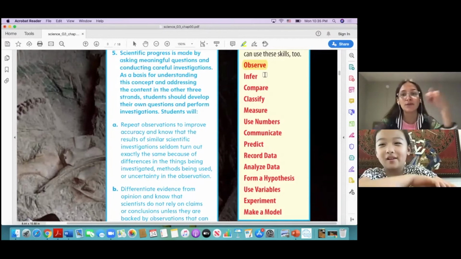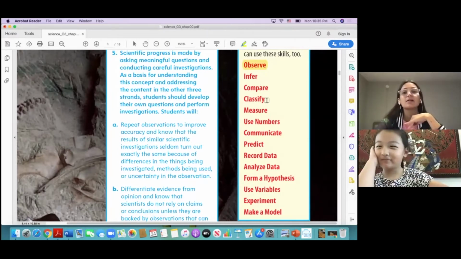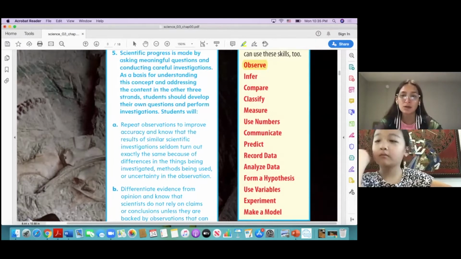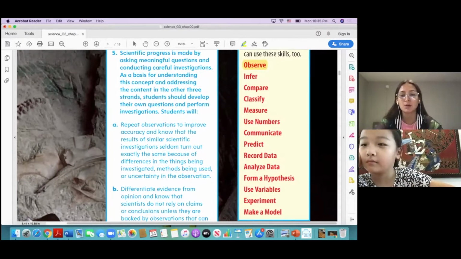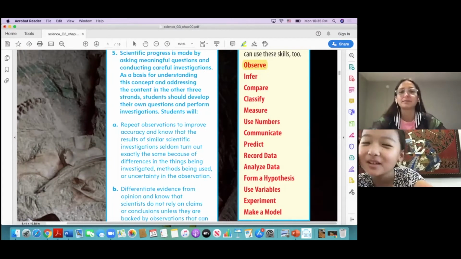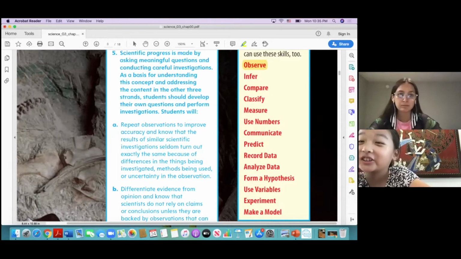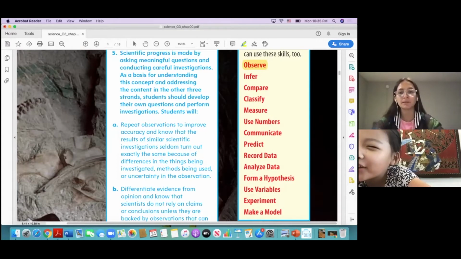So they infer, they compare, classify, measure, use numbers, communicate, predict, record data, analyze data, form a hypothesis, use variables, experiment, and make a model. So I'm going to read them. Okay. Observe, infer, compare, classify, measure, use number, communicate, predict, record data, and analyze data. What's that?